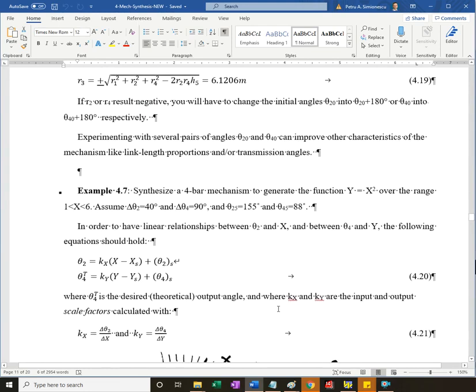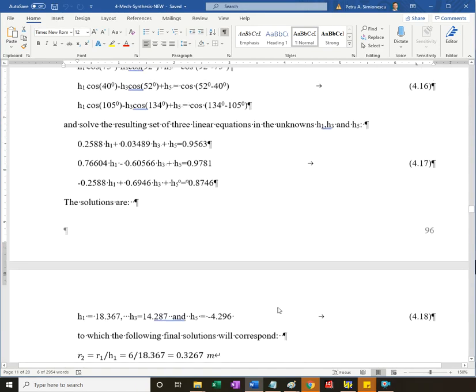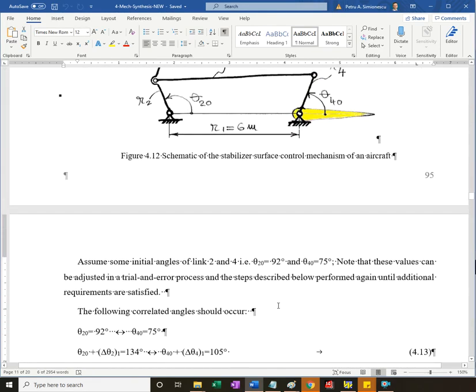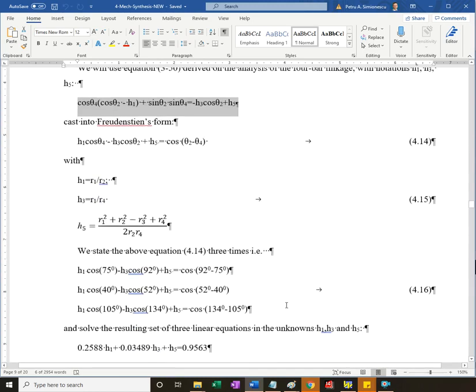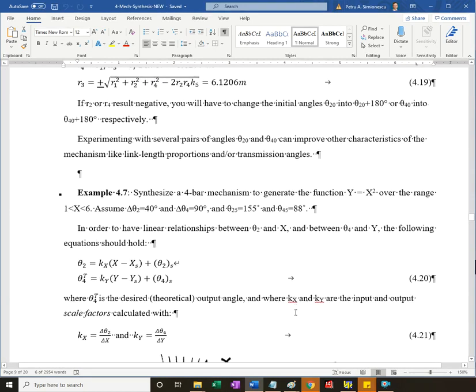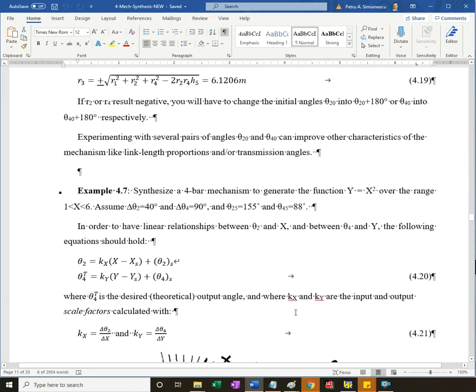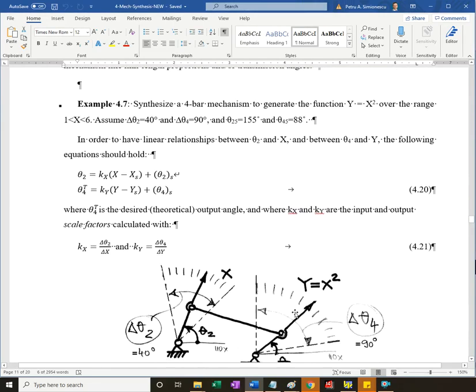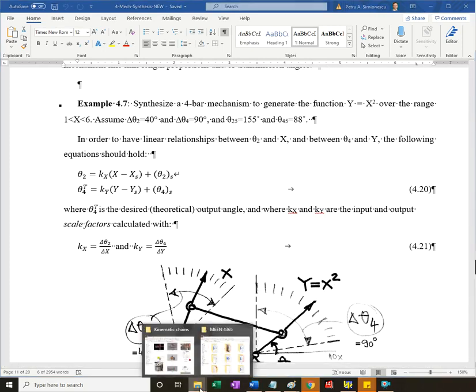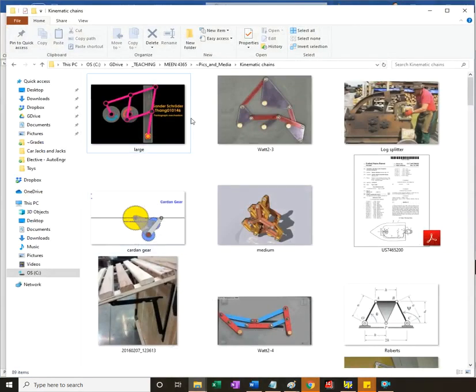Okay. This technique can be extended to generating, or synthesizing, 4 bars that can approximate a given function. I'm not emphasizing this much. The applications are fewer now for mechanical function generators. There were more of them in the past.